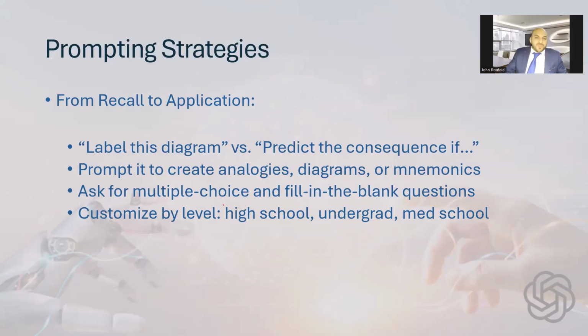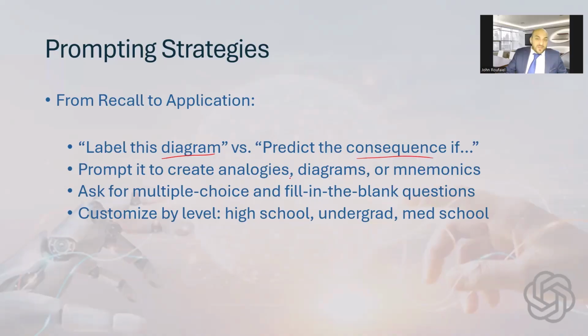So as we're doing that, we're going from pretty much recall, just remembering and memorizing, to applying it to a situation. So instead of, for example, just labeling a diagram, if we're in the anatomy lab and we're looking at the supraspinatus or rotator cuff muscle, we can predict the consequence. What if I'm lifting weights, or what if I tear this rotator cuff muscle? What if I tear my supraspinatus? What will happen to me? Why will it happen to me?